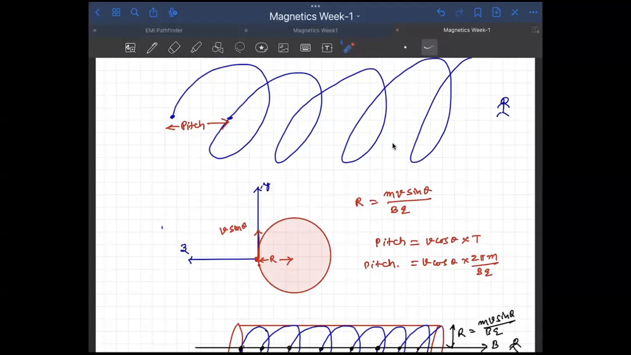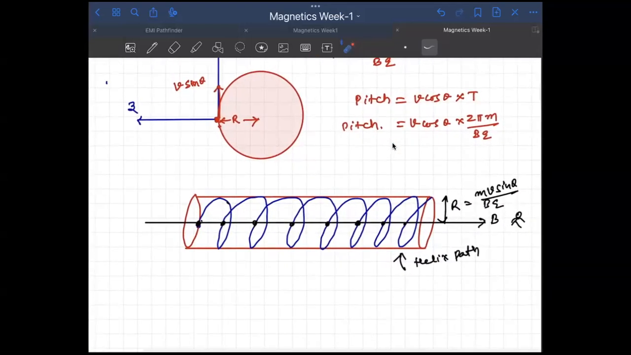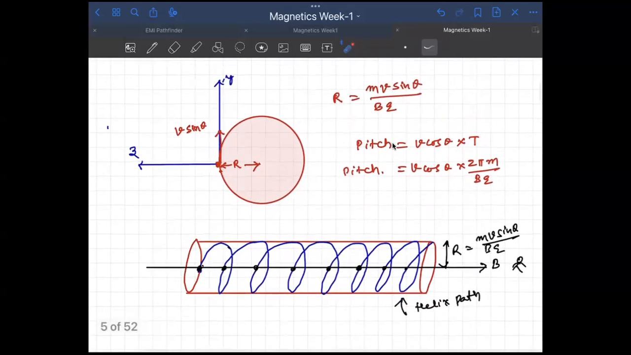So this is a helix and this is the path. You can imagine the helix path like this. Imagine a very long cylinder whose radius is mv sin theta by bq. And the magnetic field is along the axis of that cylinder. So actually, the entire charge is confined in that cylinder. It goes like this within the cylinder.